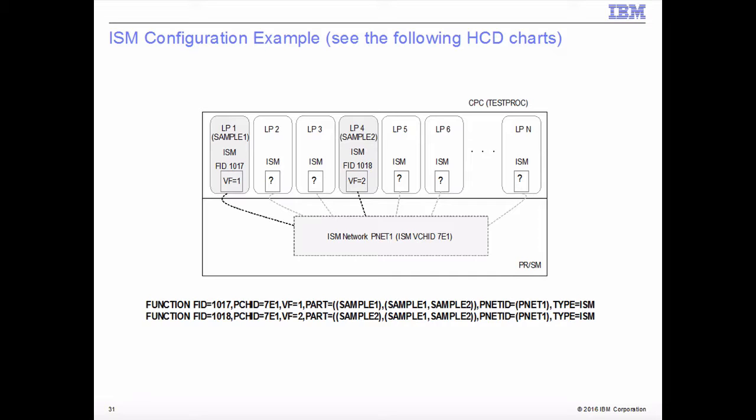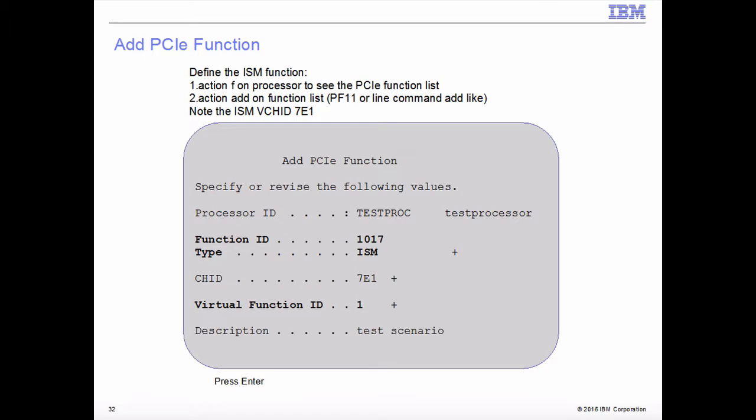And then on the next chart, you'll see I have the HCD screen started here. I'm going to walk through these fairly quickly, but you'll see that I'm adding a PCI function. These are the HCD screens that we've rendered here, and what you'll see is it has a function ID of 1017, again to match our example. It is an ISM device.